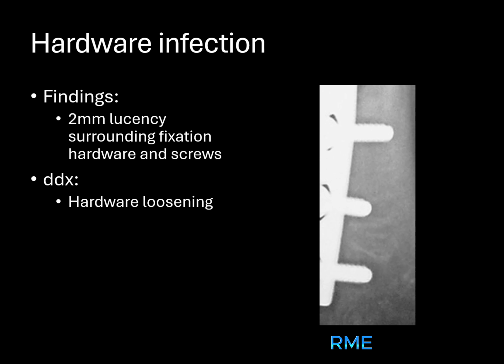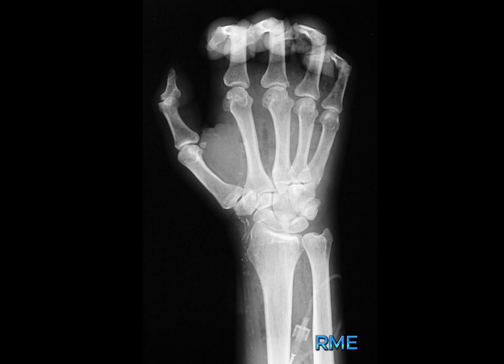To further evaluate, an MRI with metal artifact reduction sequences can help assess the extent of the infection. Management involves removal of the infected hardware and prolonged antibiotic therapy. Surgical debridement may also be necessary to eradicate the infection. Let's move to the next case.